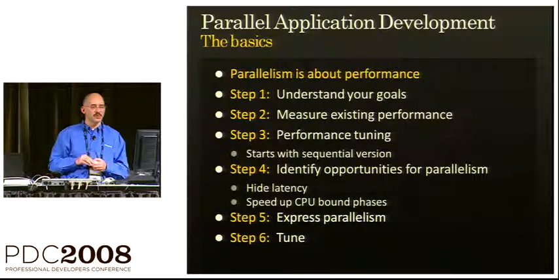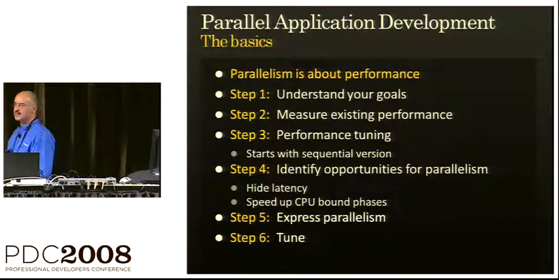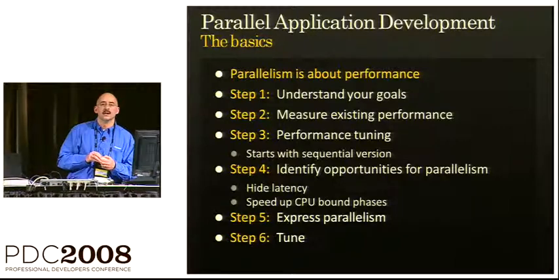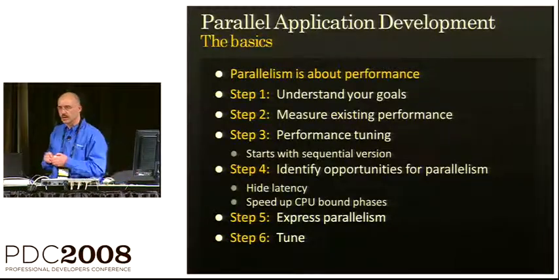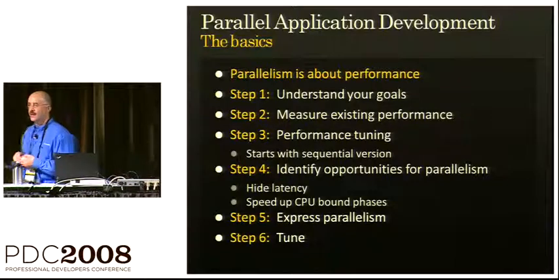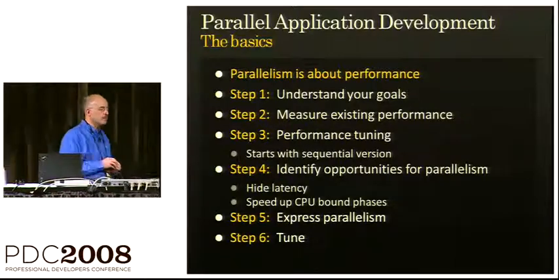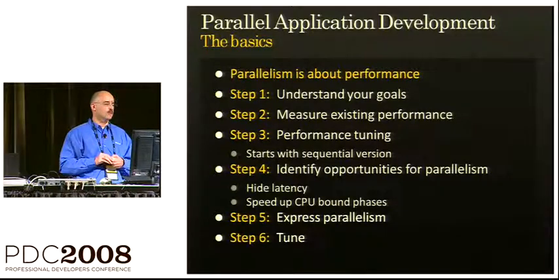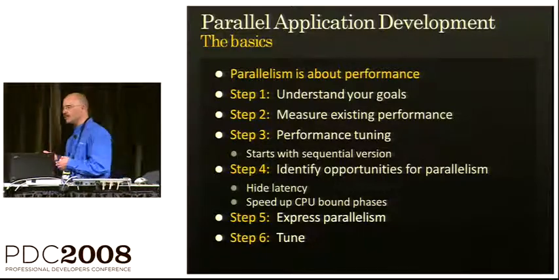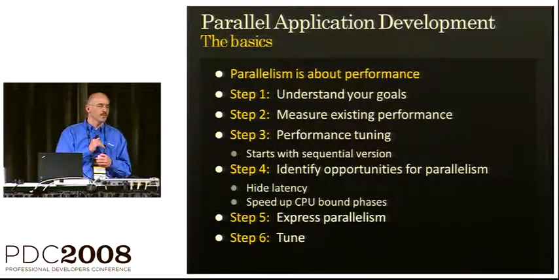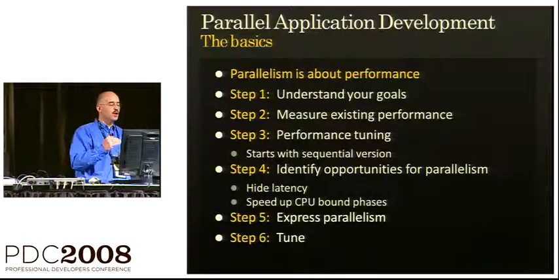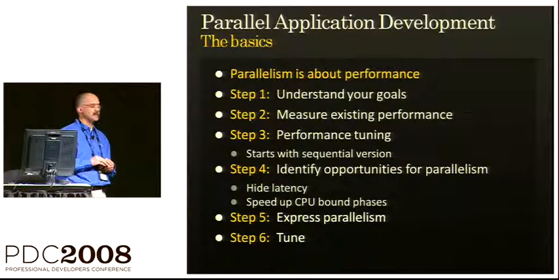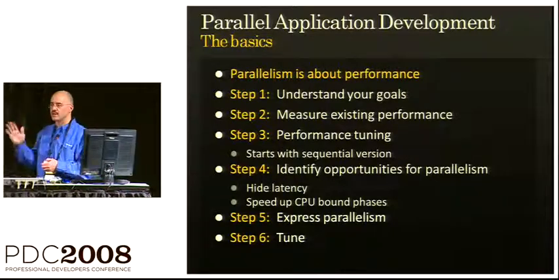Once you've identified these performance goals, the next step is to measure your existing performance. So here I'm assuming that you already have something to measure. Right? If you're developing a brand new app, of course you'd still want to measure it, but it's going to take some time before you have enough code to make some measurements. So the next step is to measure. Check whether you're meeting your performance goals. If you're not meeting your performance goals, then you have to go through a performance tuning step. And we recommend going through this performance tuning step with the existing code base, with the sequential code base. And I'll get into all of these steps later on.